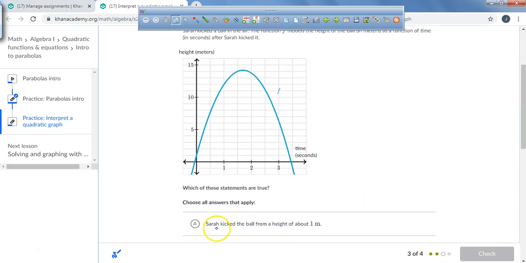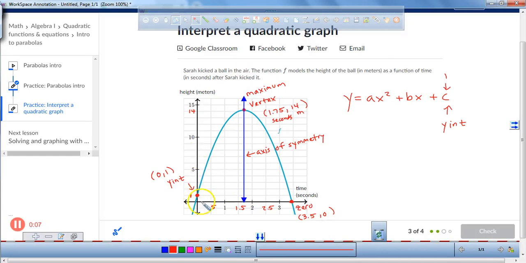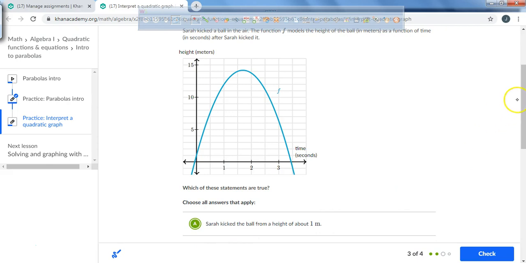All right, it says Sarah kicked the ball from a height of about 1 meter. That was our y-intercept. I'm going to definitely say that's true because that was our y-intercept. If you look back, there's our y-intercept. Okay. Scroll down a little bit more.